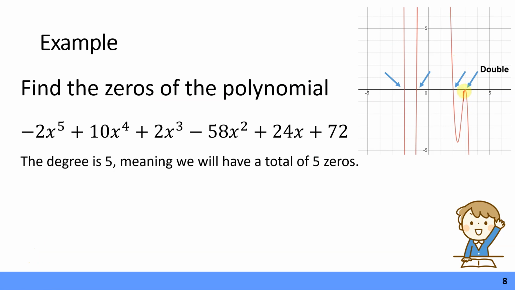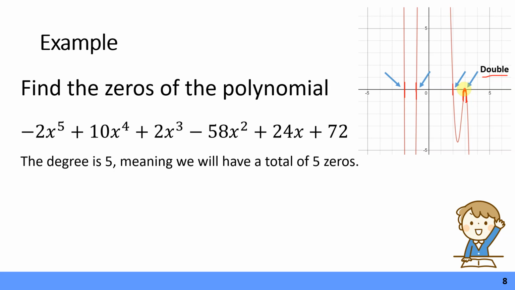When a graph touches and turns, you should remember that that means it has an even multiplicity. So actually, this number counts as 2 solutions. Okay, hopefully you were able to catch that. Because remember here the graph crosses, here the graph crosses, here the graph crosses. So those all count as just one solution. But when a graph touches and turns back, that x-intercept counts as 2 because it has an even multiplicity.